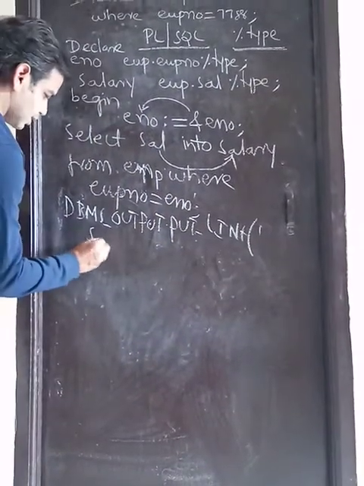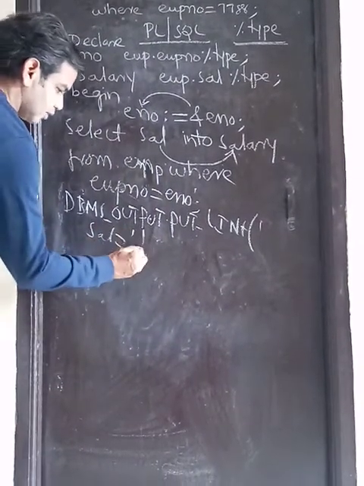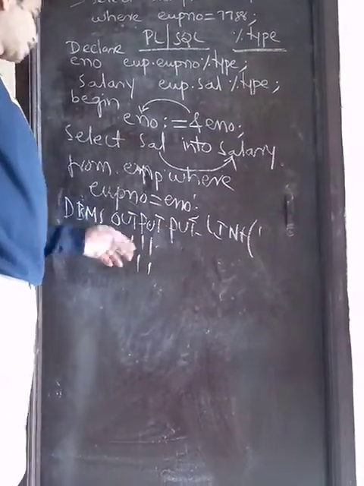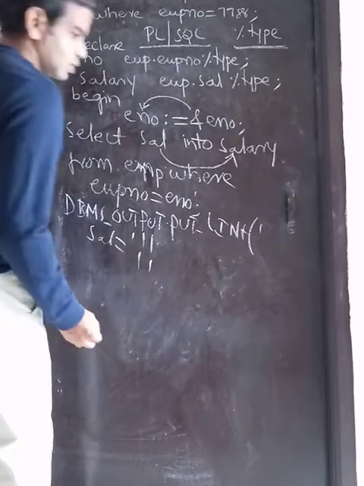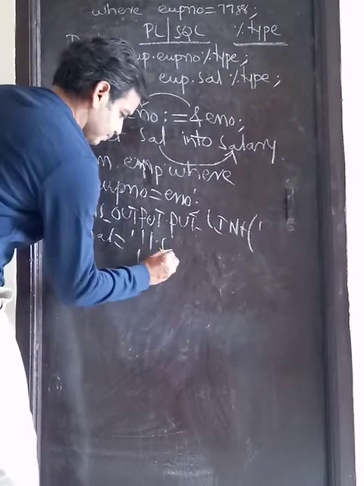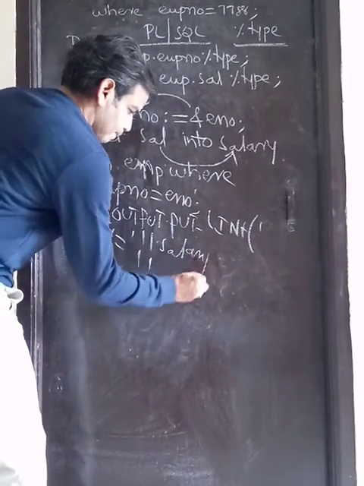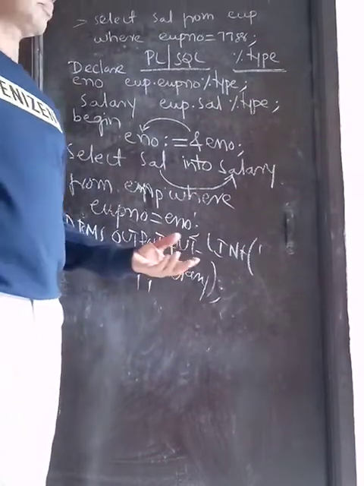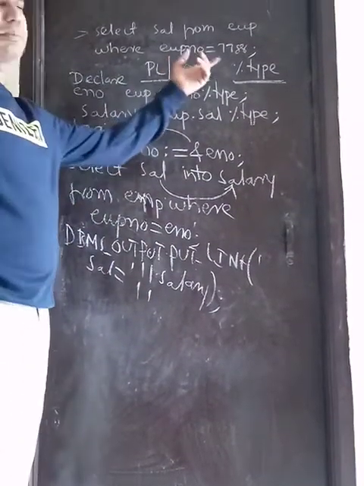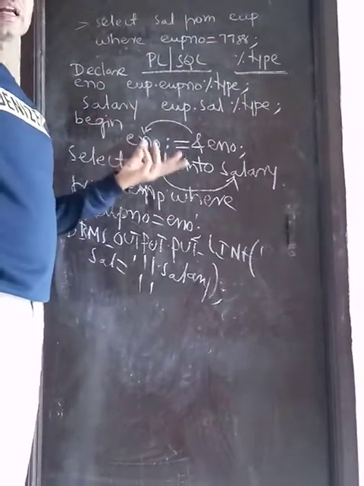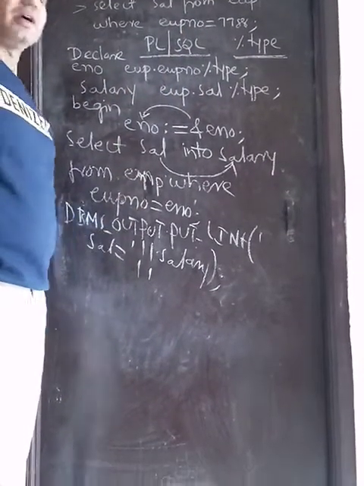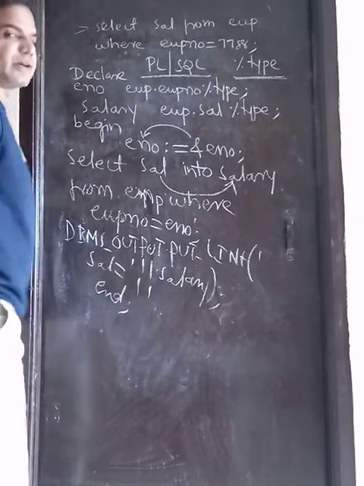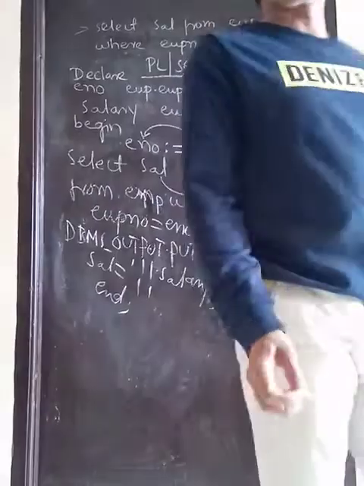So salary is equal to, here we are using the concatenate operator. It is used to combine a string and a variable. The column name is salary. So the program will ask you to enter the employee number. If you enter 7788, whatever the salary is, it will be displayed by this program, and the PL/SQL program will terminate with end. This is a PL/SQL program.